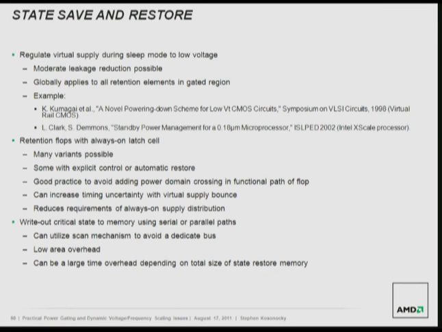State save and restore. There are a number of ways that have been published to do this. You can regulate the virtual supply during a sleep mode to low voltage. This allows you to save the state with very fast wake-up times. You don't have much of a penalty for getting the state back. You can use retention flops. That has some area impact and some impacts in terms of how you power those retention flops. Or you can write out the critical state to memory using a serial parallel path. And that's actually what we do currently in our APU designs, where we write all the state of the core out to the main memory and then shut them down, then restore that state.